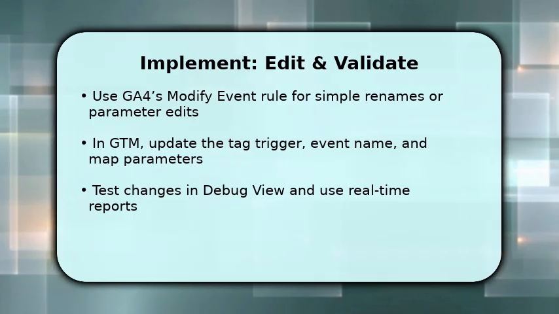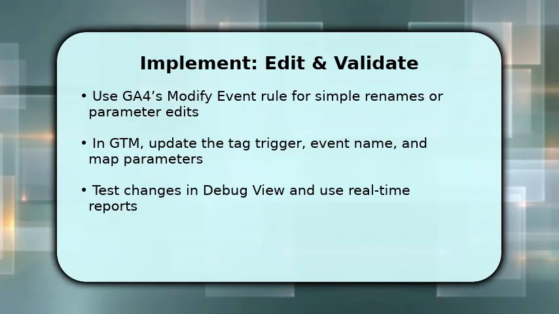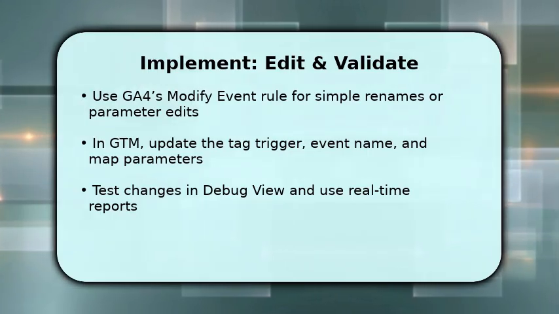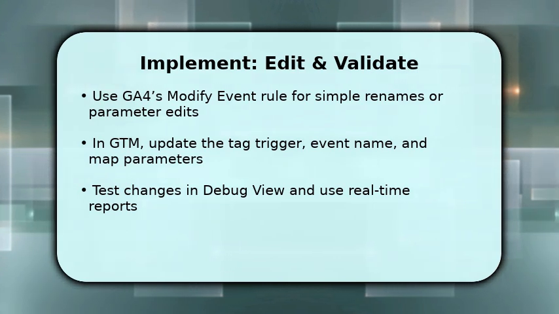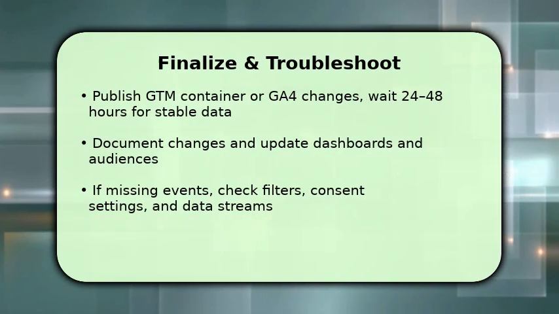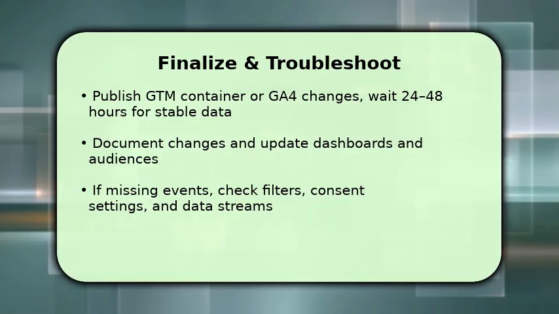Next, validate. Open Debug View and trigger the event on your site or app, then inspect parameter values. Make corrections iteratively until the event appears with consistent naming and finish by publishing your changes and updating any dependent reports, audiences, or conversions. Document the revisions for the team.